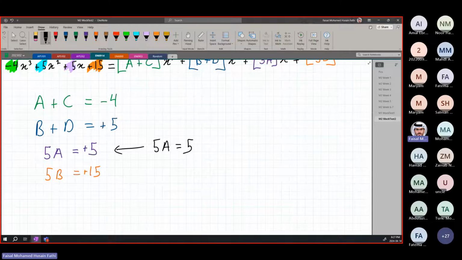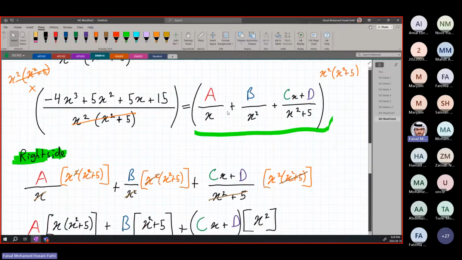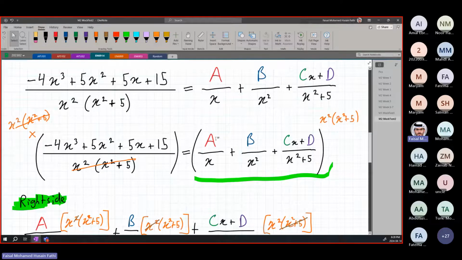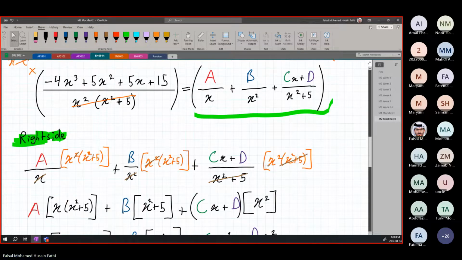We can solve this instantly. We can say that a is equal to 5 divided by 5. We're just dividing 5 both sides. Therefore, our a is equal to 1. This is the first answer that we found, the first factor that we want to plug into this equation. Remember, at the end of the day, we're trying to find a, b, c, d, so we can put them into this form.